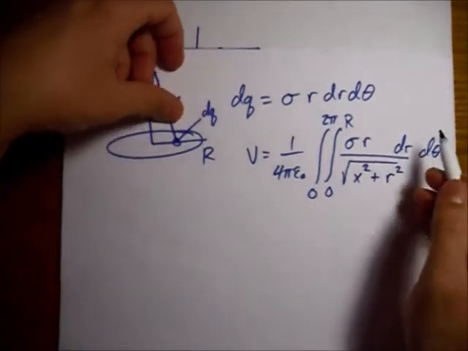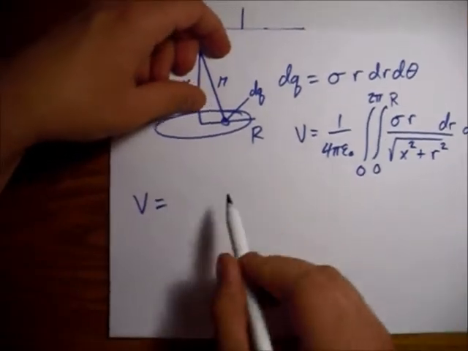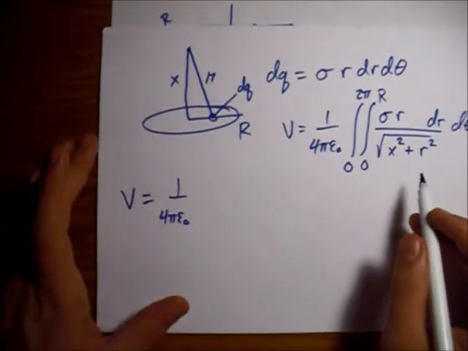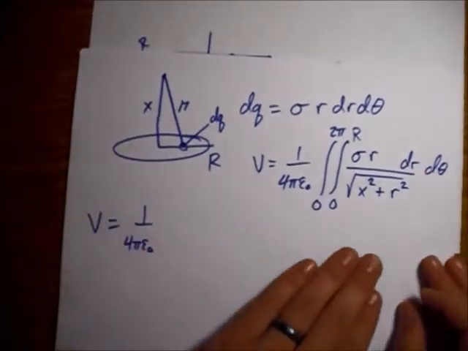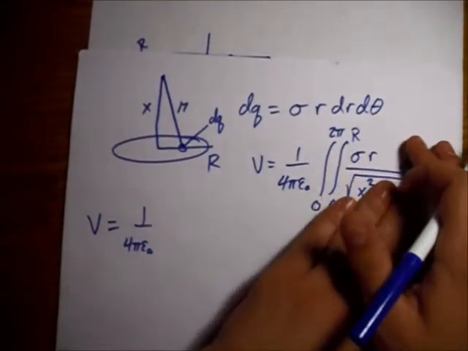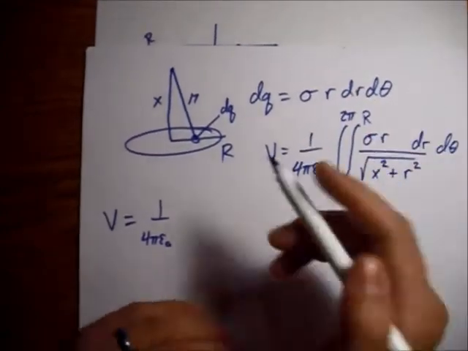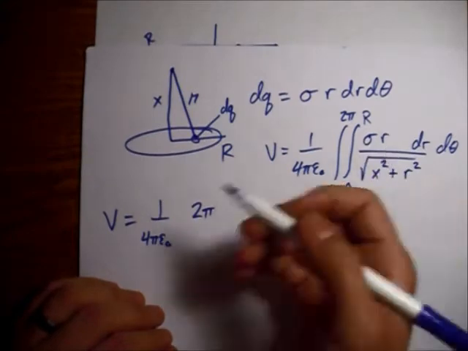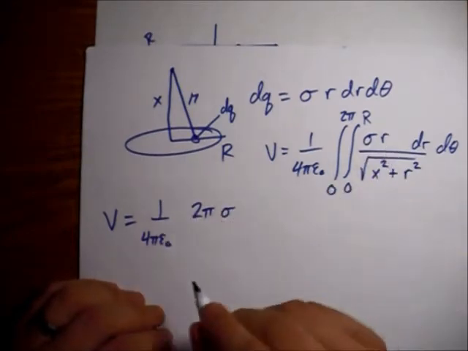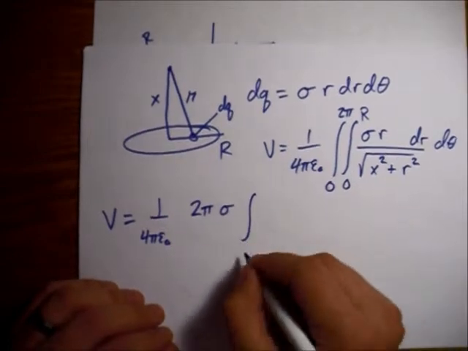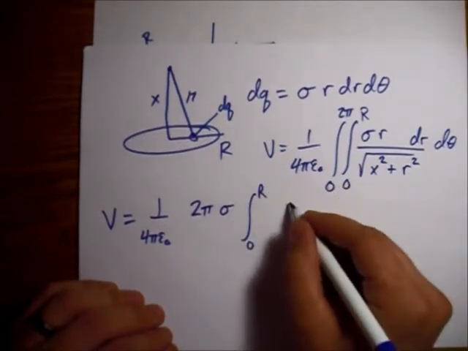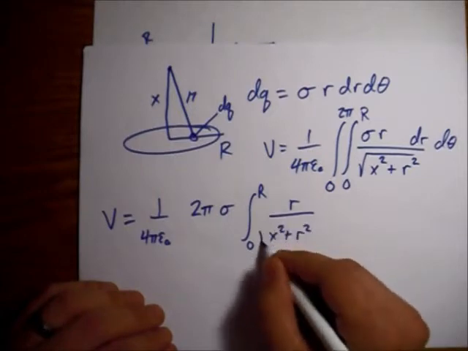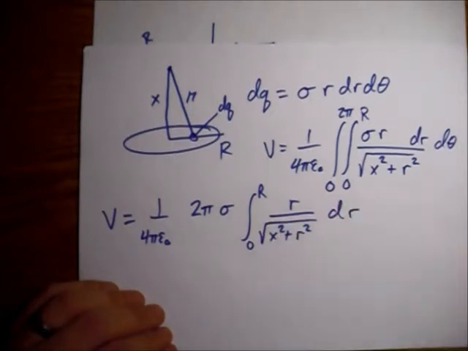All right, let's write this down here. Bring out our 4 pi epsilon naught. The angular integral is really easy. There's no theta inside this integrand. It's just a d theta out to 2 pi, so that just gives us a factor of 2 pi. Our sigma is just a constant, it can come out. And we're left with an integral from 0 out to big R of little r over the square root of x squared plus r squared, dr.